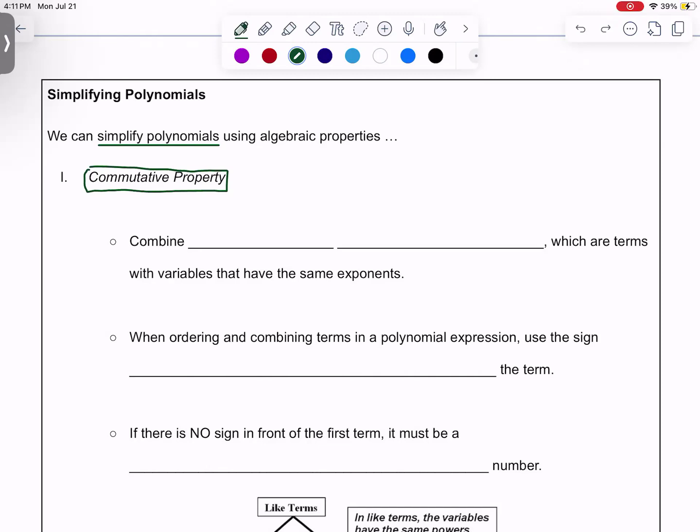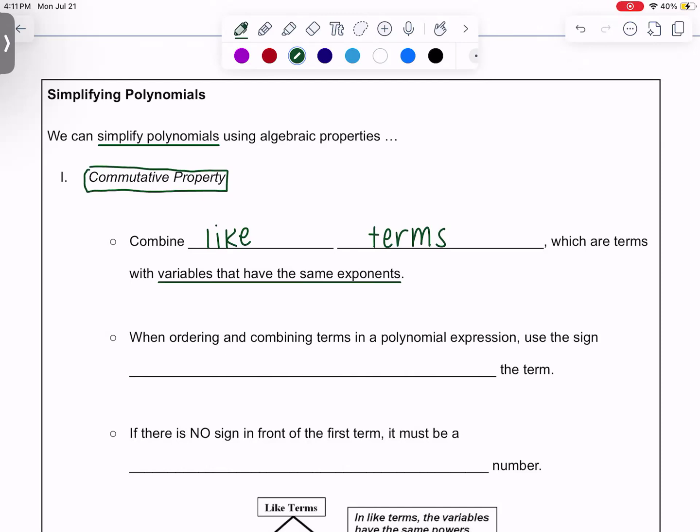So we can simplify polynomials using algebraic properties. The first one is the commutative property. The commutative property tells us that we can combine like terms, which are terms with variables that have the same exponents. In the guided practice, we saw that we couldn't combine x squared plus x. Although they're the same variable, they didn't have the same exponent. Like terms need to have the same exponents.